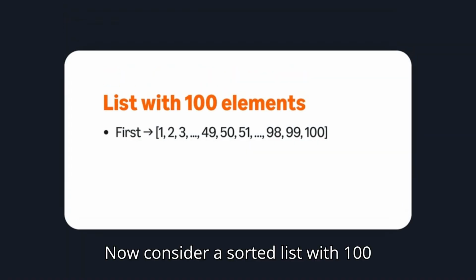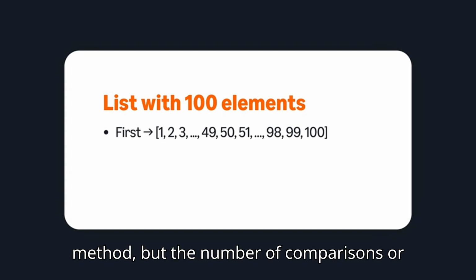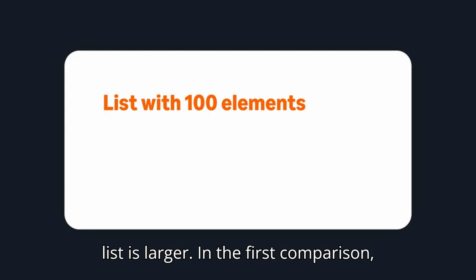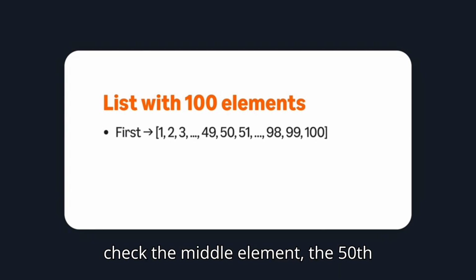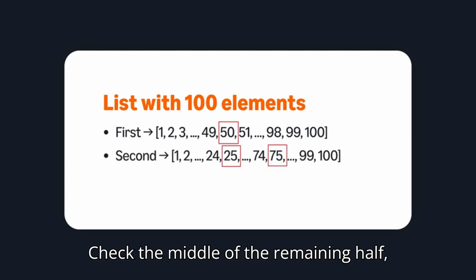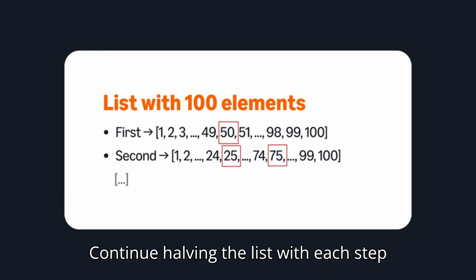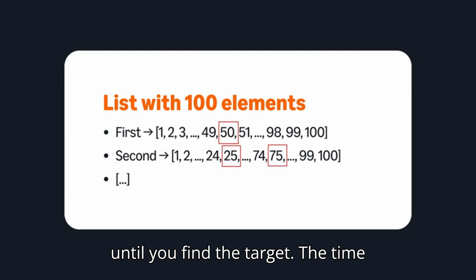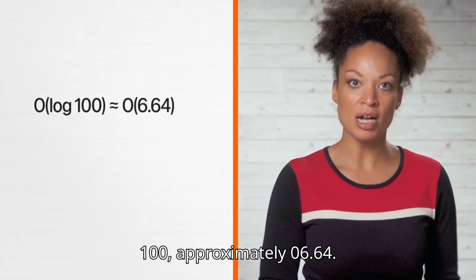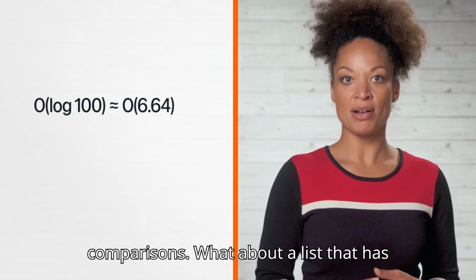Now consider a sorted list with 100 elements. Binary search will use the same method, but the number of comparisons, or passes, increases slightly because the list is larger. In the first comparison, check the middle element, the 50th position. Depending on the target value, check the middle of the remaining half, either the 25th or 75th position. Continue halving the list with each step until you find the target. The time complexity for this process is O(log 100), approximately 6.64. So the worst case here will take 7 comparisons.